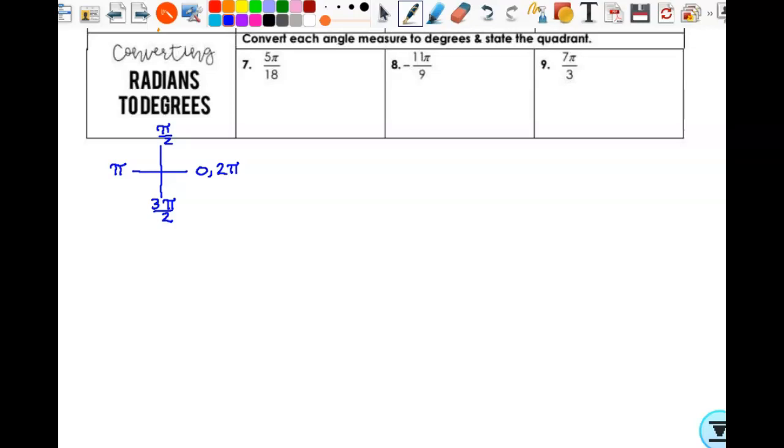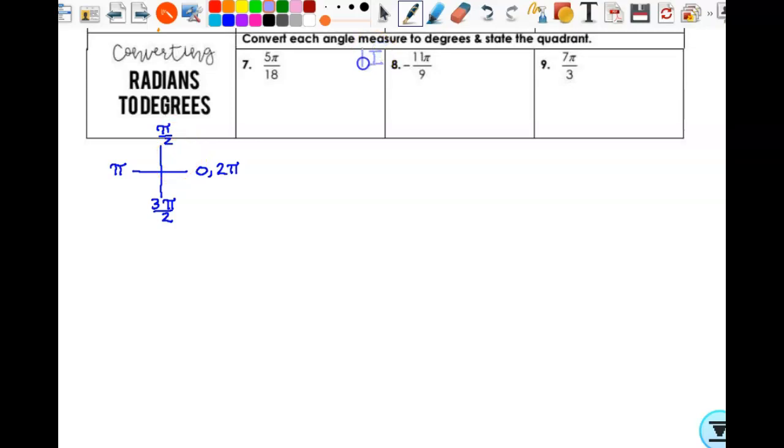All right, so now we're going to convert. We're going to do the quadrants first. So we're going to think in terms of 18ths. So this is 1, right? So this is 18 pi over 18. Would you agree with that? Which means this is 9 pi over 18. If this is 9 pi over 18, what quadrant is 5 pi over 18 in? 1. See how that works? Okay, so I'm in quadrant 1.